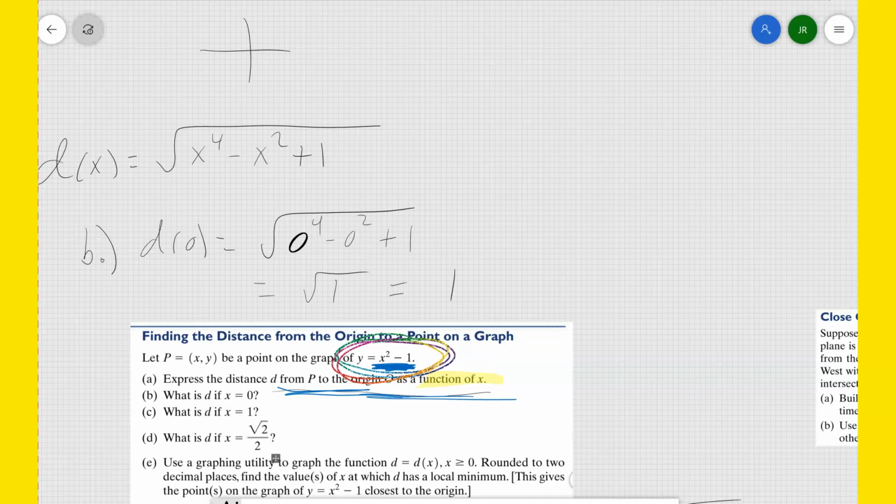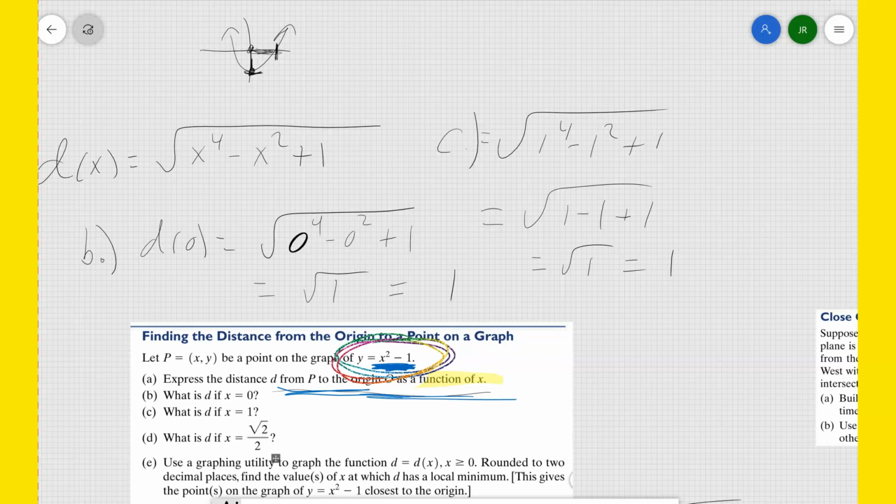Because if x is 0, here's the parabola. That's right here. How far is it from here to the origin? Well, it's 1 unit. And it says, what is d if x is 1? That's part C. Just plug in 1. 1 to the 4th minus 1 squared plus 1. That's going to be 1 minus 1 plus 1. This is again the square root of 1, which is again 1. And I kind of knew that already too if I just look at the graph. This is when x is 1. That's also 1 unit away.